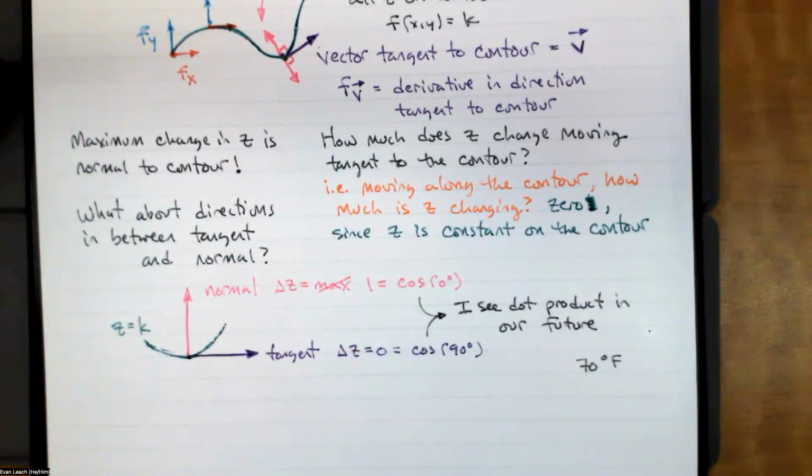So if we can get a vector that's going to be normal to our contours at every point, then we want how much things are changing in some direction between normal and tangent. We can just take our normal vector, dot product it with the direction we're interested in, and that will be maximum at 0 degrees, in the same direction as normal, and 0 when we get to tangent, because cosine goes from 1 down to 0 in 90 degrees. Any questions?